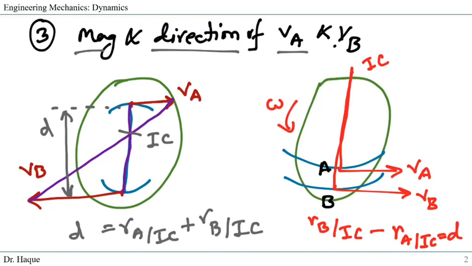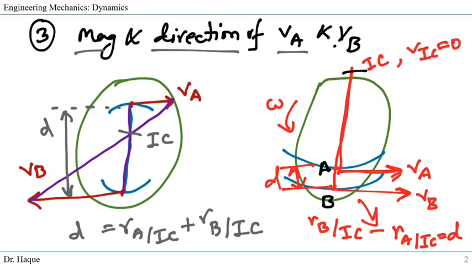In the second option, the velocities at points A and B are both in the same direction, and they are on this side. VA is acting in this direction, VB in this direction. So in this case, the distance D would be RBIC minus RAIC equals D.